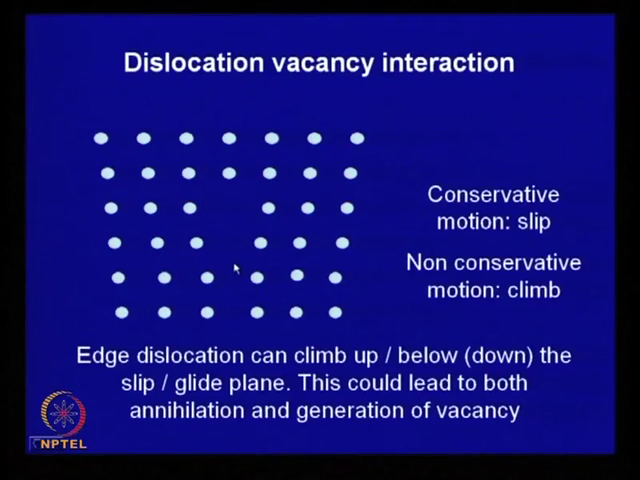In this case we considered the climb motion of the dislocation. Through climb motion, vacancies are getting annihilated. If one vacancy from the rest of the part comes here, the vacancy concentration in the rest of the part decreases. Similarly, if the dislocation climbs down, it can generate vacancies. So, an edge dislocation can act both as a source and a sink for vacancies.